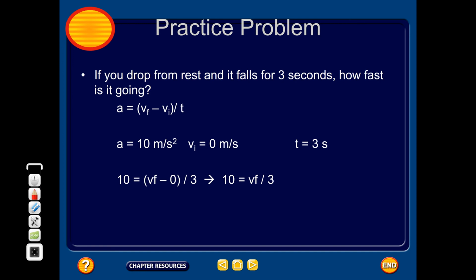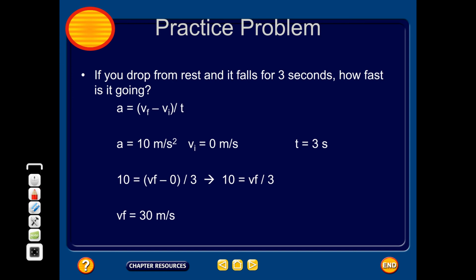Plug it on in. It would be 10 equals Vf minus 0 divided by 3. Well, Vf minus 0 is simply Vf. So 10 equals Vf divided by 3. So I'm just going to multiply the 3 over. You should be going 30 meters per second after 3 seconds.